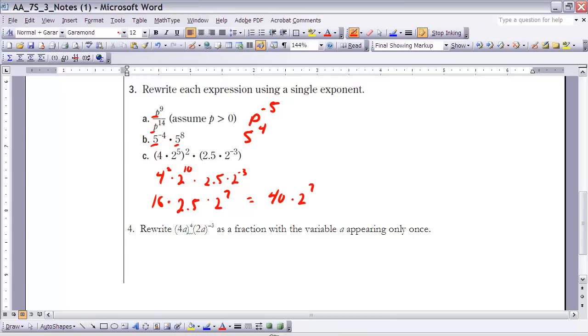Okay. Part B, I have 5 to the negative 4th times 5 to the 8th. Since they both have the same base, I can add the exponents together. Therefore, that would be 5 to the 4th.